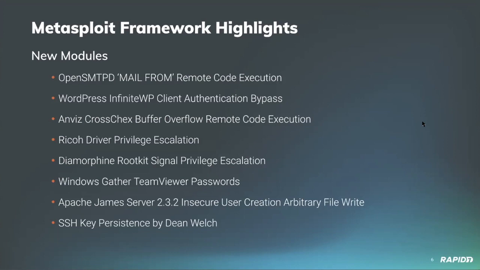Community contributor B. Coles provided a local exploit module that gains root privileges on targets with the Diamorphine Rootkit installed. This module leverages the elevate signal, which is typically signal number 64, to elevate privileges to root. Not too shabby.